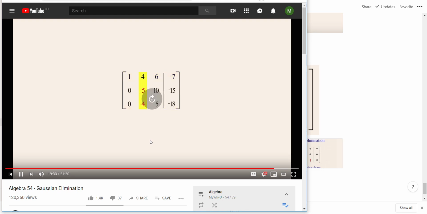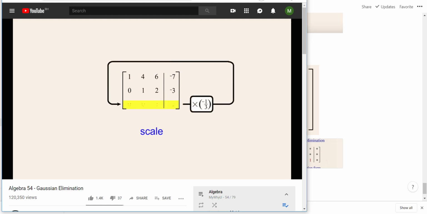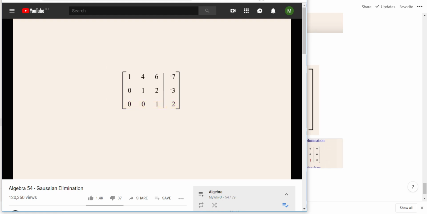Column 2. We made this entry a 1 by using a scale operation. Pivot operation. Column 3. Since this column contained only a single leading entry, we only needed to change that entry to a 1. Once again, this was accomplished using a scale operation. Thus completing the transformation of the array to row echelon form.